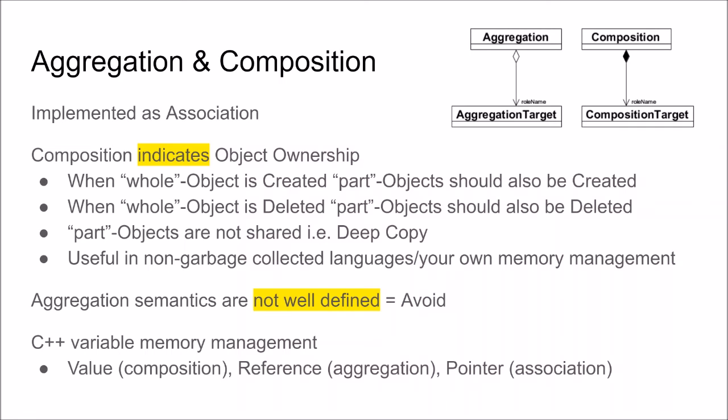A possible reason for having these three types of associations is that, for example, in C++ we can have different types of memory management for attributes. You can have by value, and this would indicate the composition. You can have by reference, and this would indicate aggregation. And you can have pointers, and this would indicate association. But if you use a modern language with garbage collection, you should always go for the common association, as this is actually what you most often will need.